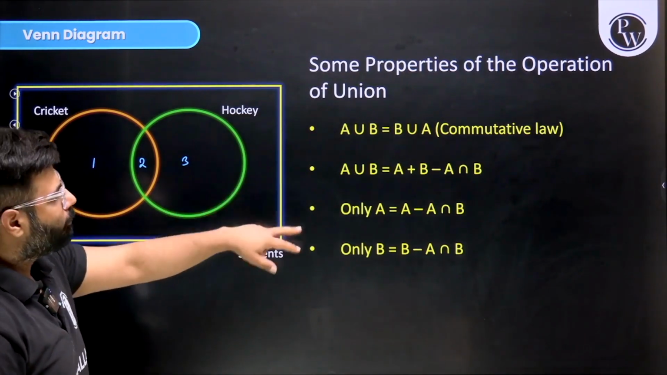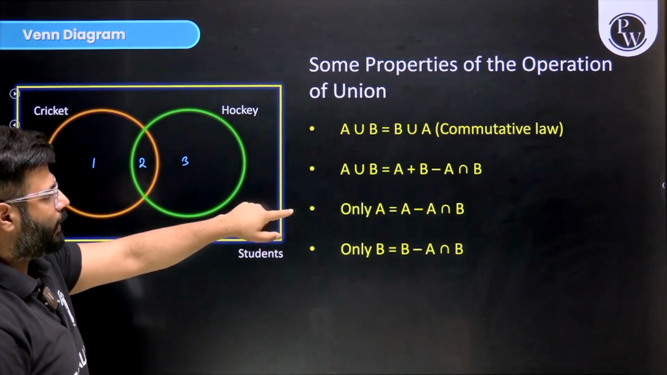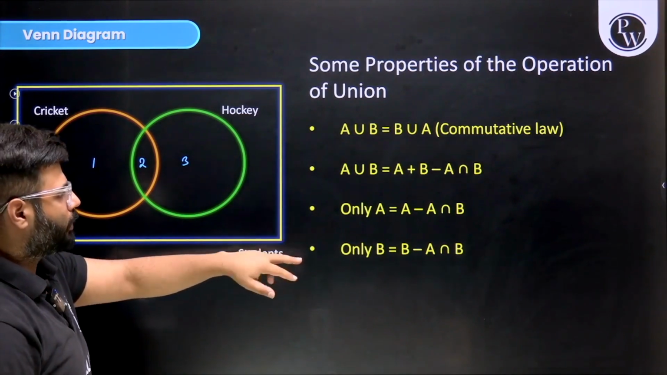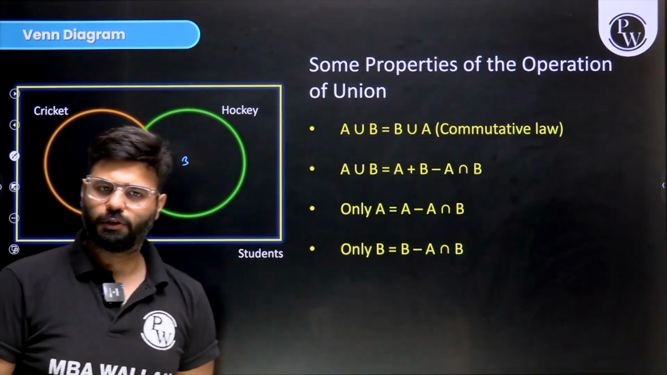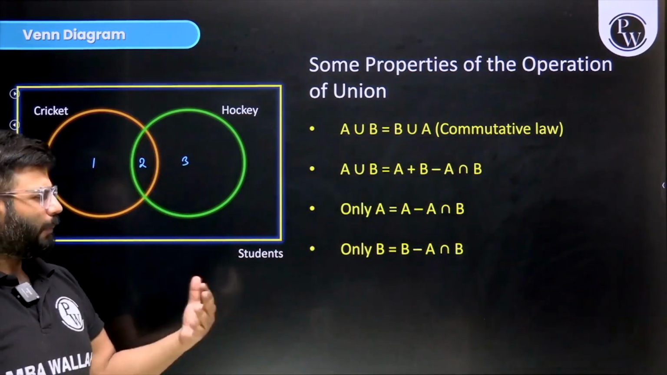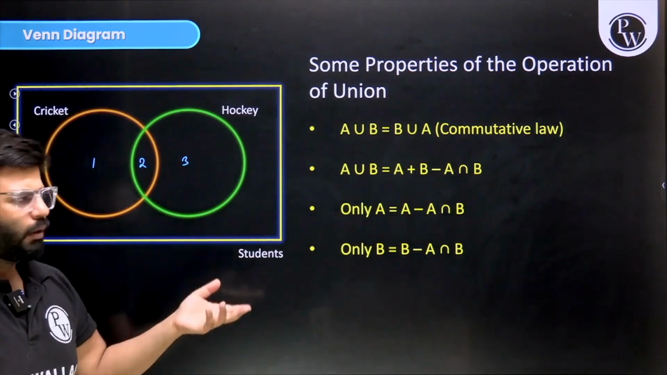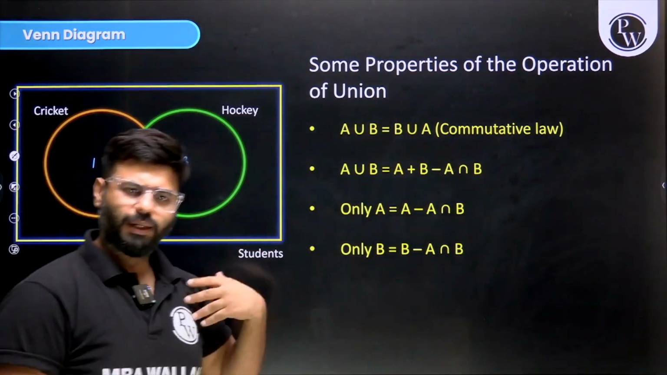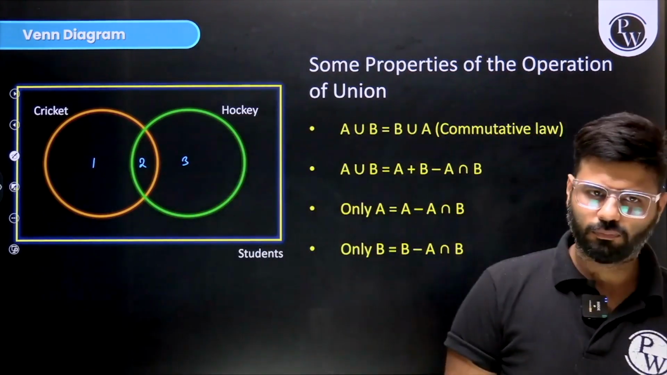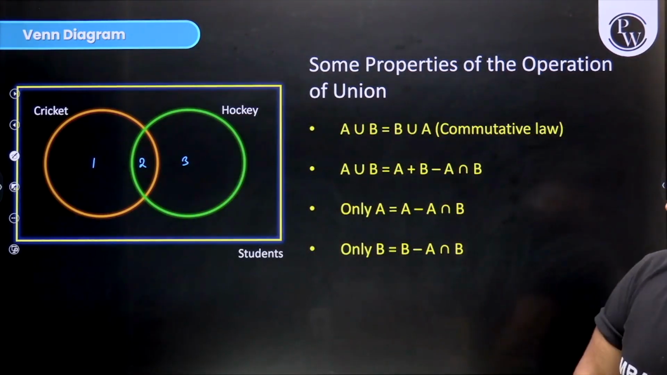Now, the other 3 formulas: A union B equals A plus B minus A intersection B; only A is A minus A intersection B; only B is B minus A intersection B. I understand, it might be a little difficult to remember. But let's observe. Once we observe and derive the formulas, it becomes a little easier, right? Let's have a look.